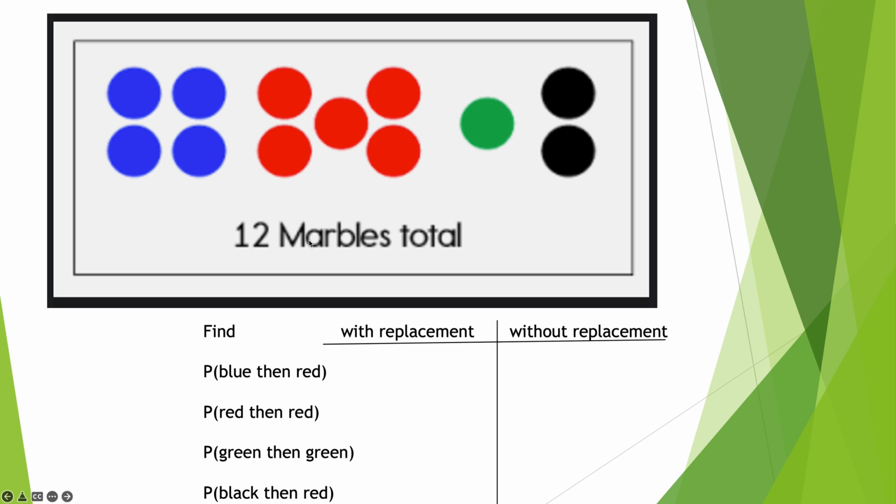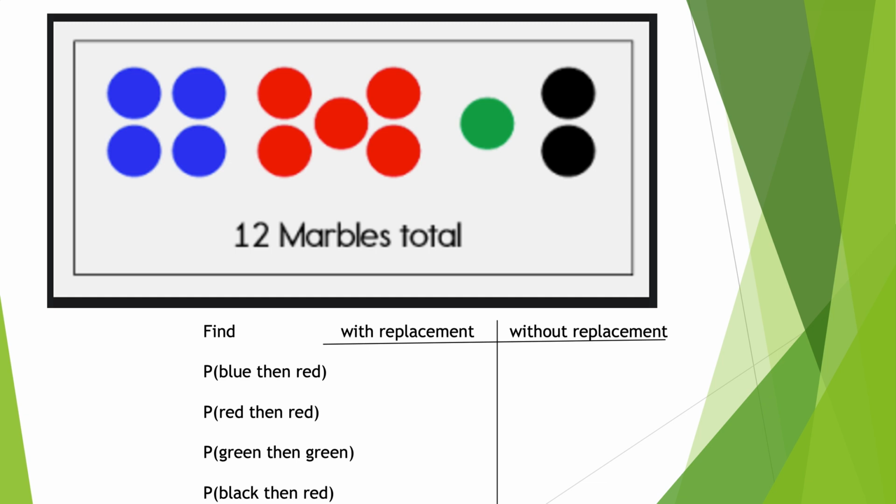So let's go back to our question about marbles. You're going to find the probability of blue then red, the probability of red then red, the probability of green then red, and the probability of black then red. This time you're going to be picking 2 marbles. And because you're doing a blue and a red and a red, etc., you're going to multiply. So I will do the first one with you for with replacement and without replacement, and then we'll do the next ones one at a time.